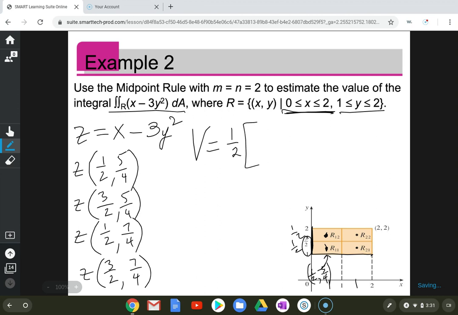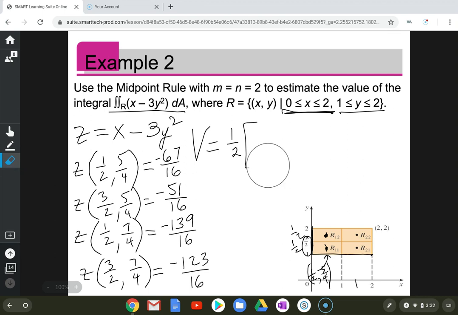I am going to pause, use my calculator to find all of these because I don't feel like doing all this by hand. It's like a miracle. Look at that. We've got our 4 values. But I want you to notice something. All 4 of these values are negative. I had written that this was an approximation of the volume. It's not, because our answer is going to be negative.